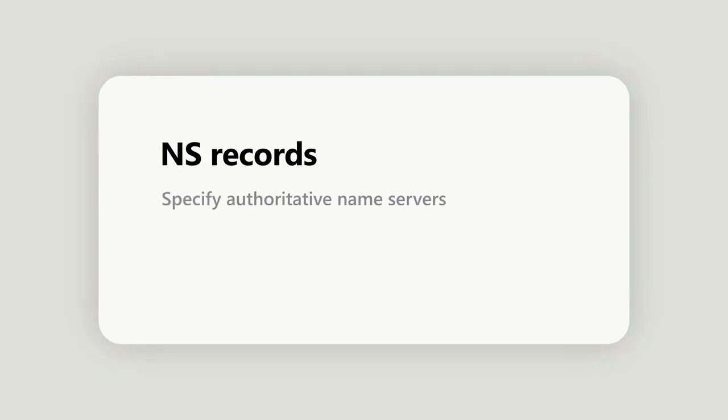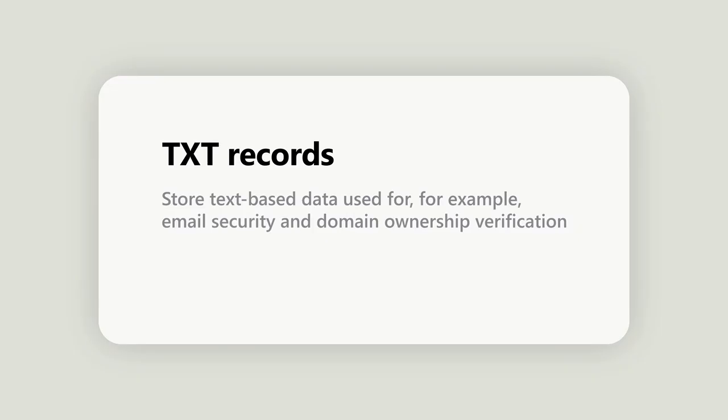Name server records specify the authoritative name servers for a domain. And text records store arbitrary text-based data, often used for various purposes like email security and domain ownership verification. These records are stored and managed by authoritative name servers, enabling the translation of domain names into various types of information required for different Internet services.